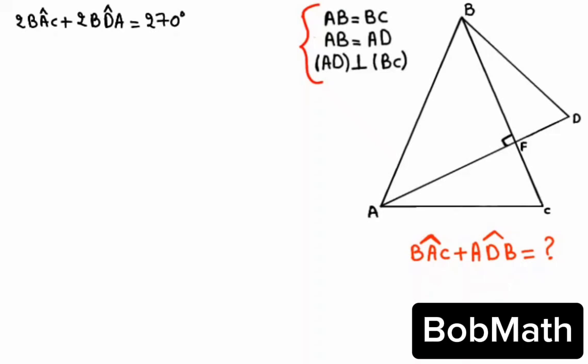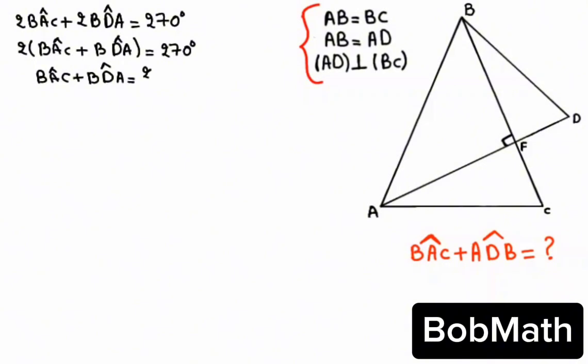Now we have a common factor, the number 2. So 2 times angle BEC plus angle BDE equals 217 degrees. Then angle BEC plus angle BDE equals 217 degrees divided by 2. And therefore angle BEC plus angle BDE equals 135 degrees.